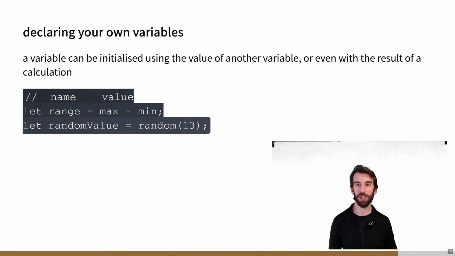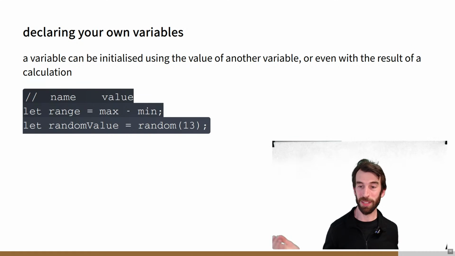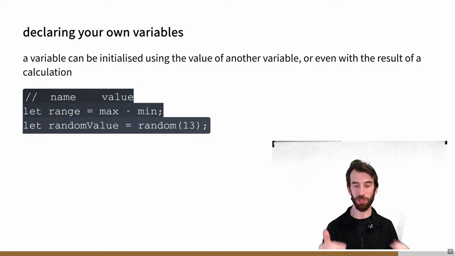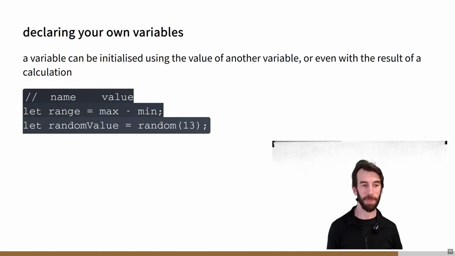So we can initialize variables using numbers, other numbers. Max minus min can be a variable, or we can call a function like this random function, which gives us a random number between 0 and 13. So we can just get a random value, store it in this variable called random value, and then grab it later.